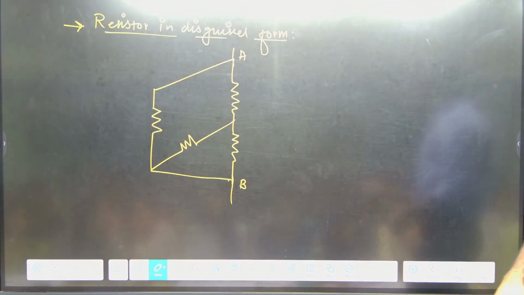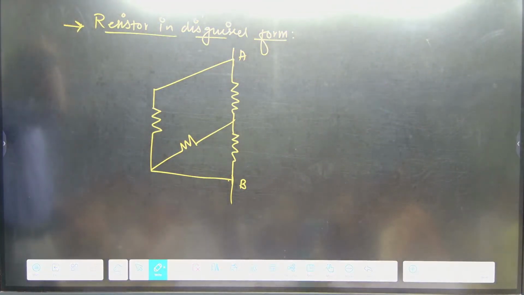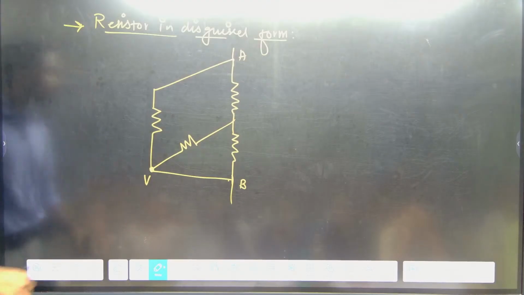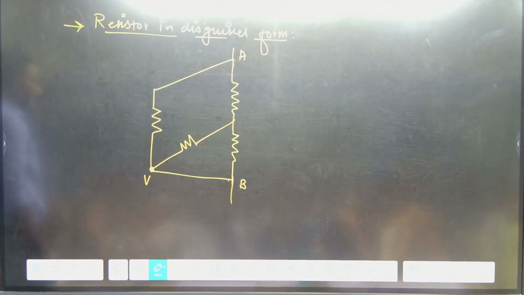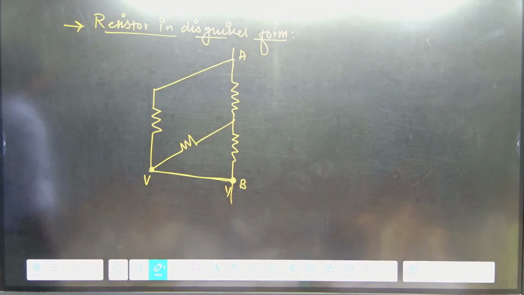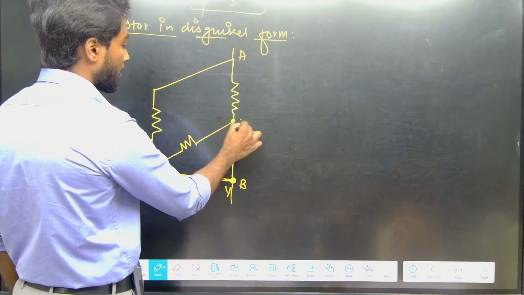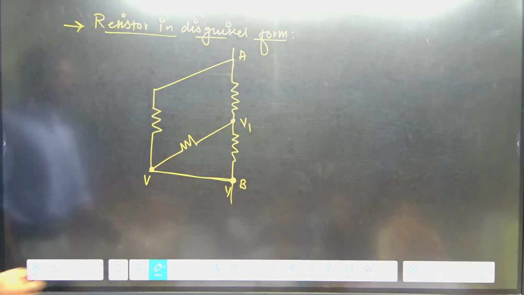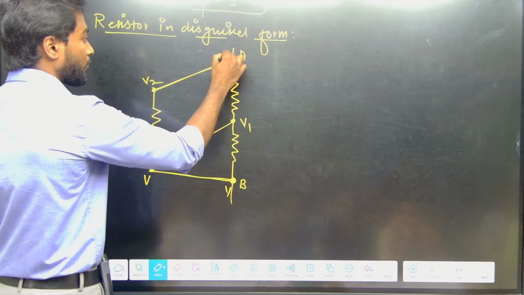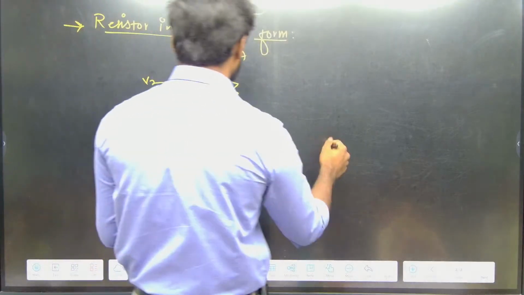See, whenever they are asking the resistance in difficult circuits, let's mark this as some potential V. So same wire, same potential V, wire means same potential, but when I go across the resistor it becomes a different potential, V1. And this one, can I write this as V2? If this is V2, this also will be V2 only. Any doubt here?